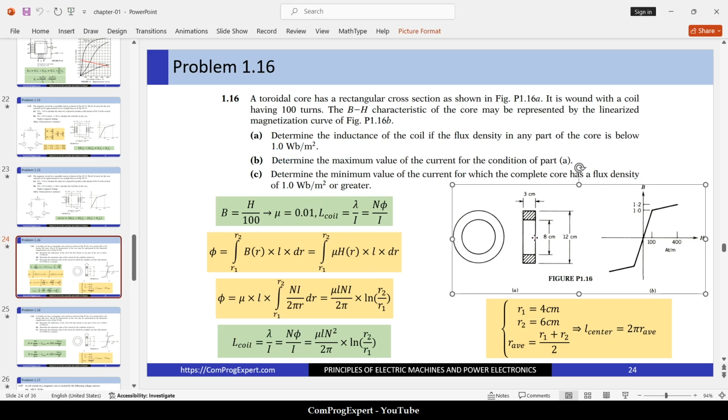So how can we calculate the inductance? The first point: inductance depends on the saturation level in the core, it is not constant. So this is our assumption. If the value of the flux density in any part of the core is below 1 Tesla, how much is the value of the coil inductance? How can we calculate that?